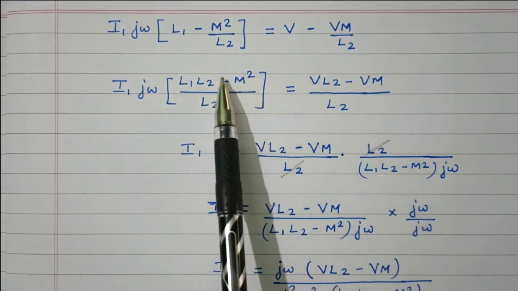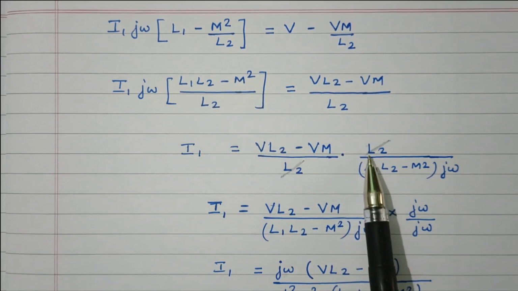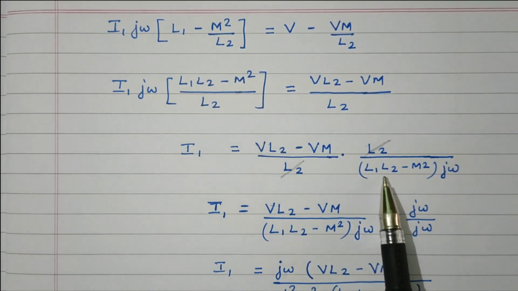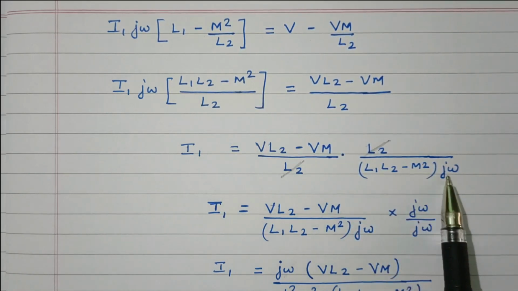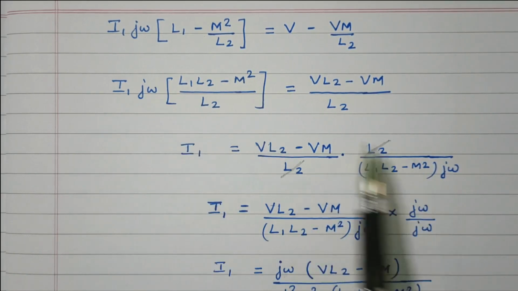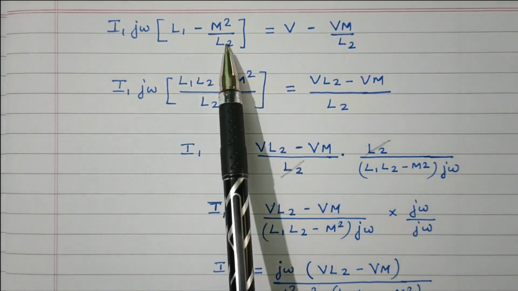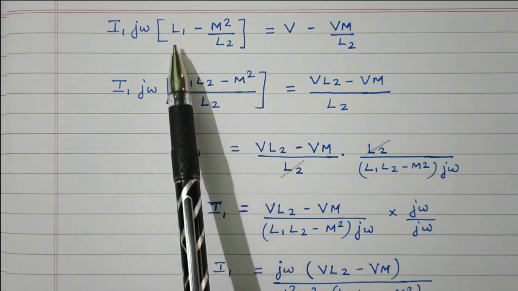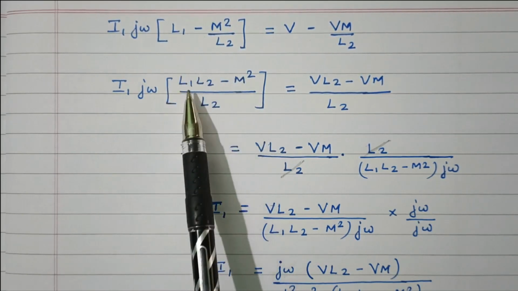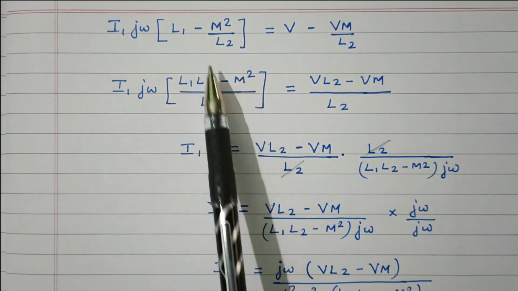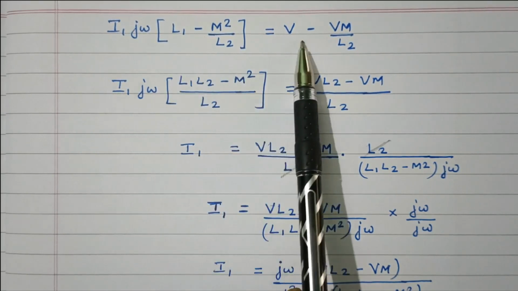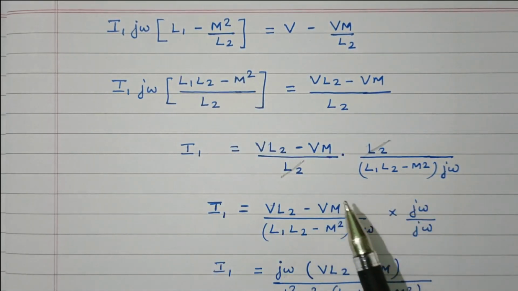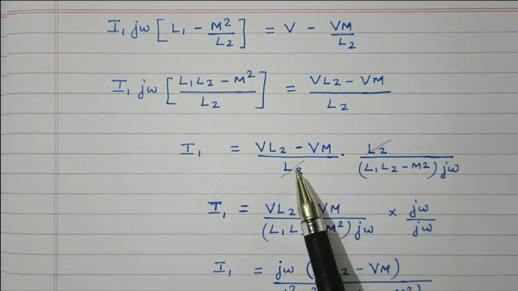L2 goes to the numerator. This term goes to the denominator. L2 divided by L1 L2 minus M square into J omega. Here also the LCM is taken. L2 is taken as the LCM. Here L2 is not available, so it is multiplied: L1 L2 minus M square. On both sides the LCM is taken. Right, so L2 L2 got cancelled.